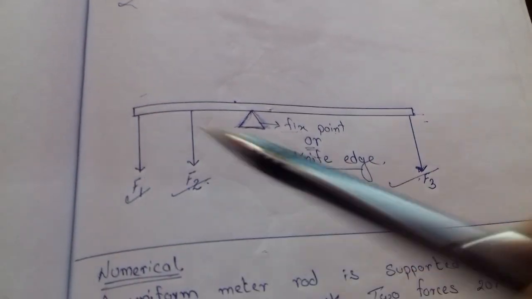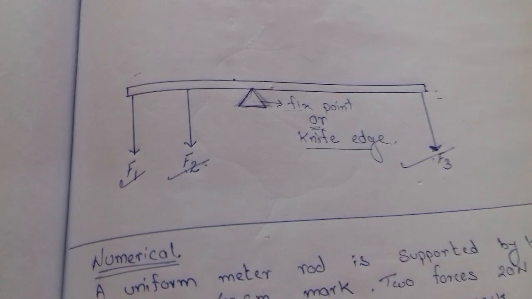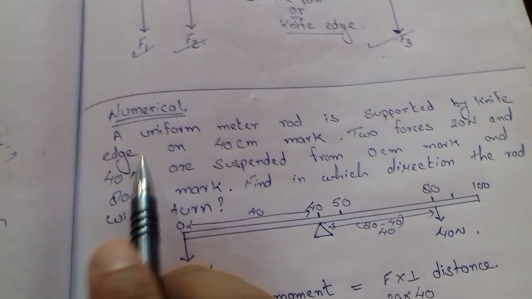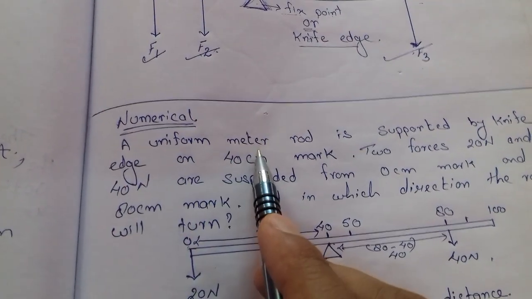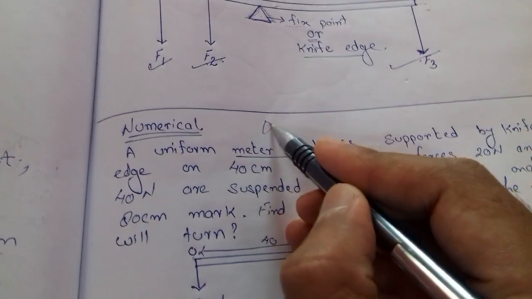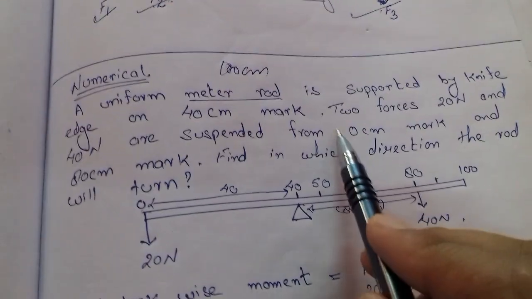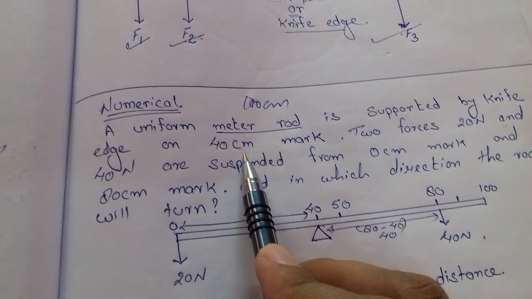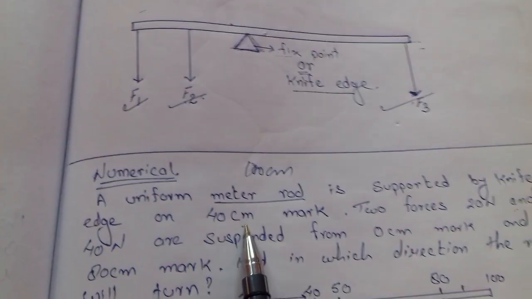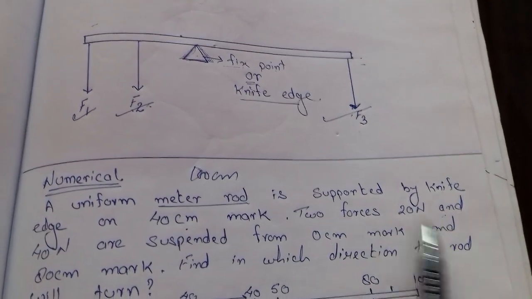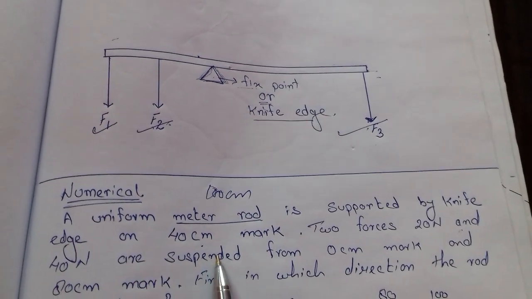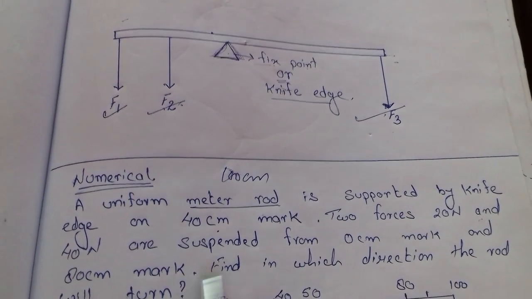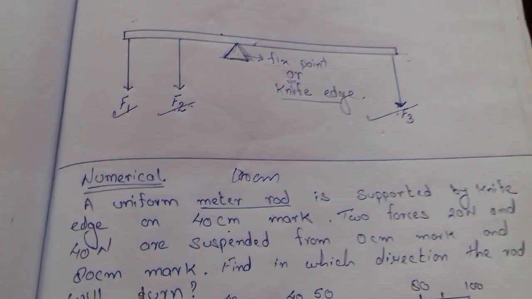How to find out whether the rod will turn in a clockwise or anti-clockwise direction? For this, I have taken one numerical. A uniform meter rod, meter rod means a 100 centimeter long rod, is supported by a knife edge at the 40 centimeter mark. Two forces, 20 Newton and 40 Newton, are suspended from the 0 centimeter mark and the 80 centimeter mark. Find in which direction the rod will turn.